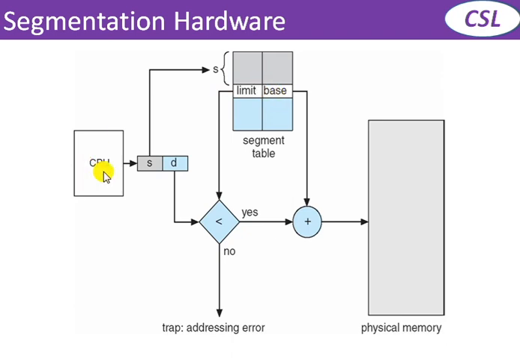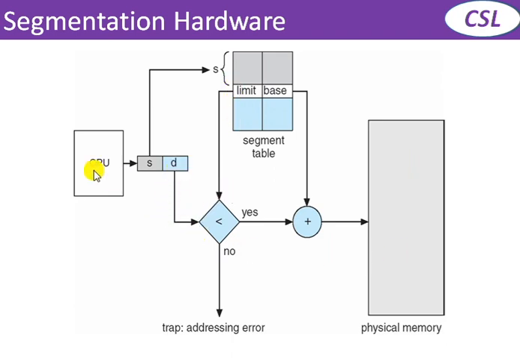The CPU generates a logical address, which consists of a segment number and an offset. Then the memory management unit checks this segment number in the segment table, which is available in the primary memory. For the corresponding segment number, it gets the limit value and compares it with the offset. The offset should be less than the limit value. If yes, that offset is added to the base, and we get the corresponding location of the particular segment. This is the concept. Why do we check the offset against the limit value?